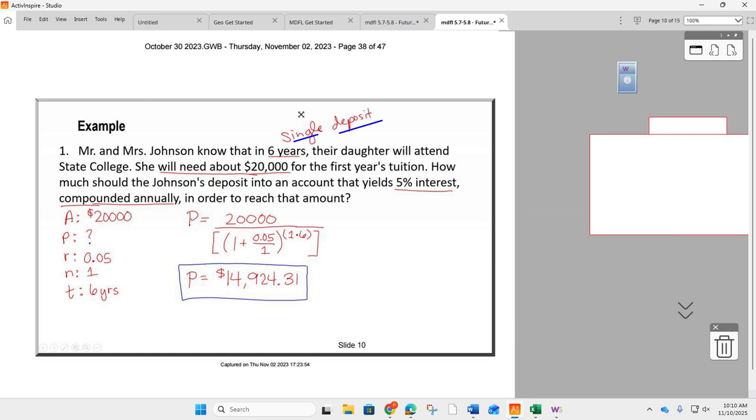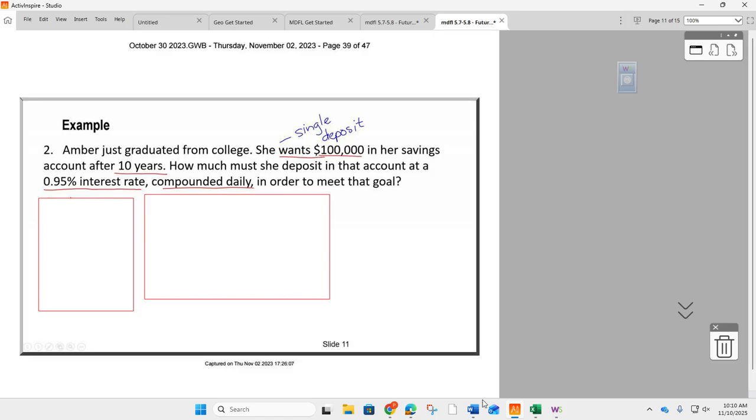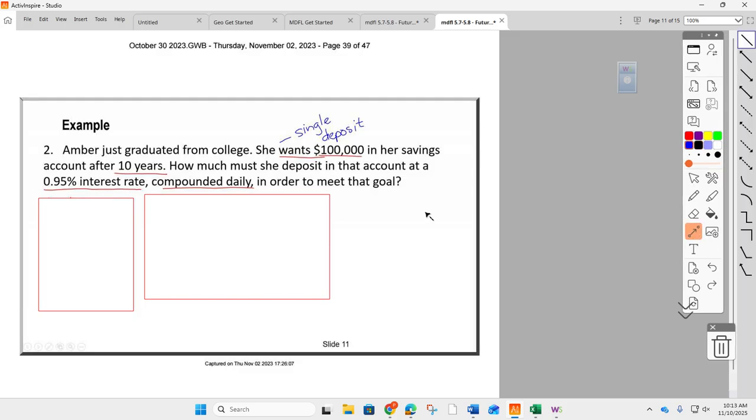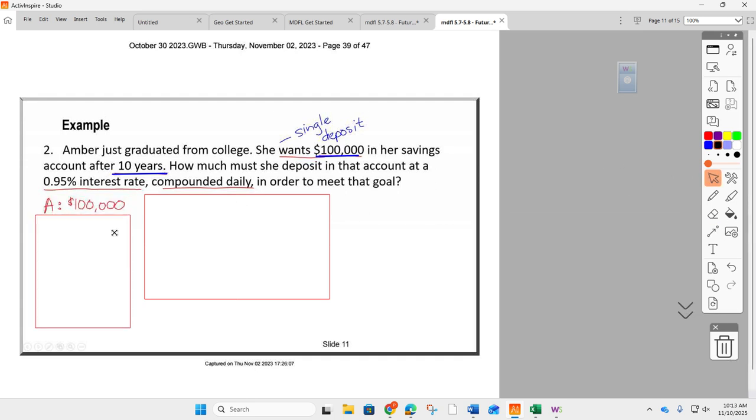Okay, here we go. One more example, single deposit, same formula. For the sake of time, I'm not going to make us put it in the Desmos calculator together. We've done it a couple of times. We should be getting comfortable with that. Amber just graduated from college, and she wants $100,000 in her savings account after 10 years. Doesn't say every 10 years, right? After 10 years. So that's what she wants her ending balance to be. So that's her A, right? She wants it to be $100,000.